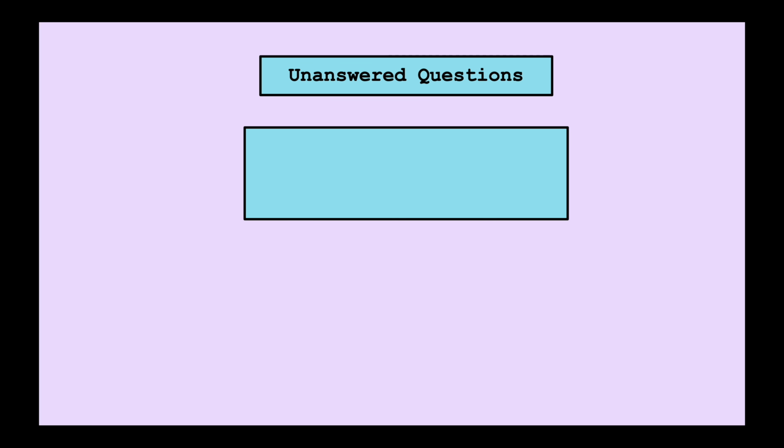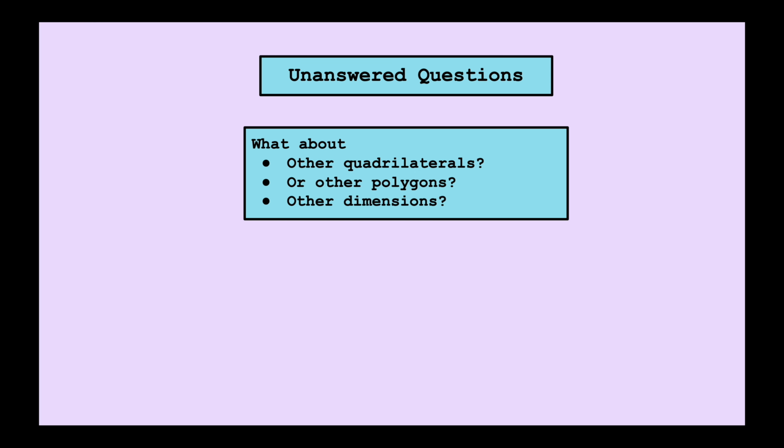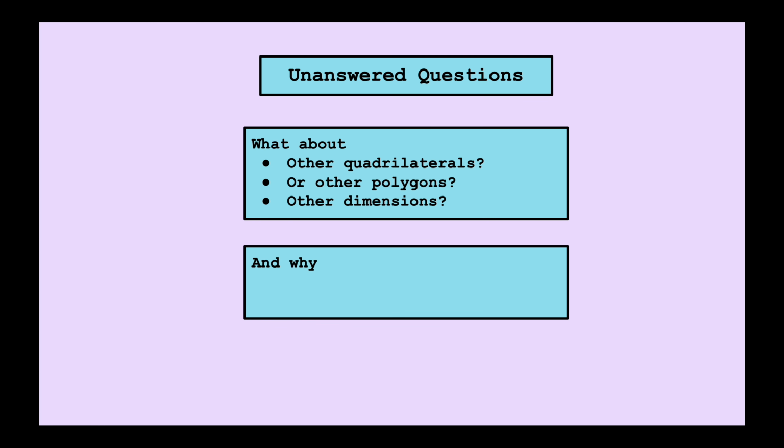What is special about a square? Would this work for other quadrilaterals? Or other polygons? Or even other dimensions? There are also deeper questions about the math we use that this proof raises. What is unusual about p-adic valuations? Why not some other valuation? And why do we even need to dive into valuations to solve a problem that is so easy to state?